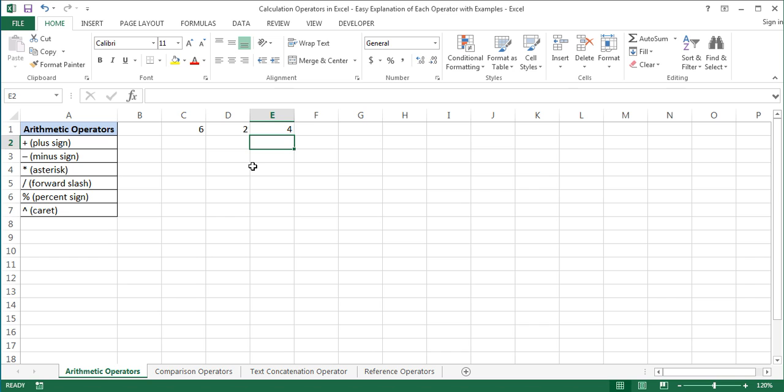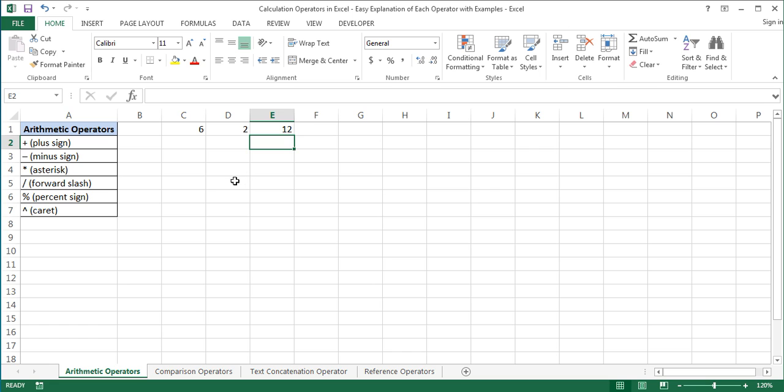The minus sign also denotes negation. So if we put the minus sign before C1, the result will be minus 6. The next arithmetic operator is asterisk, which performs multiplication. For example, C1 asterisk D1, which means C1 multiplied by D1, equals 12.